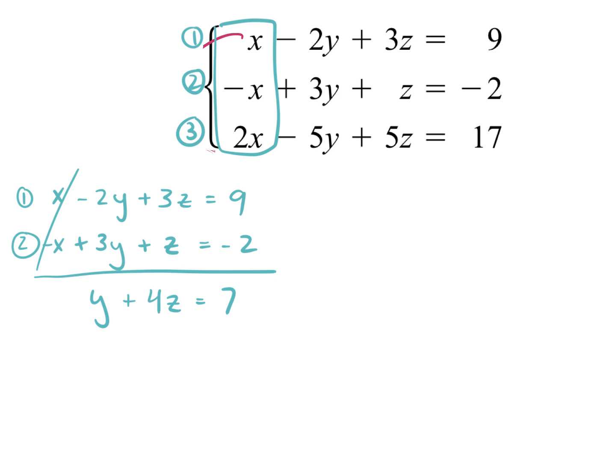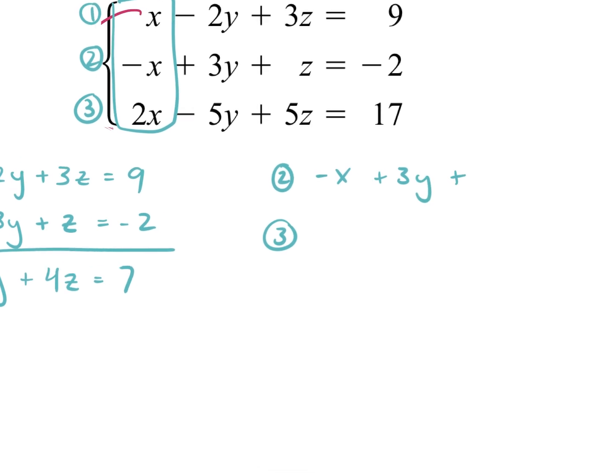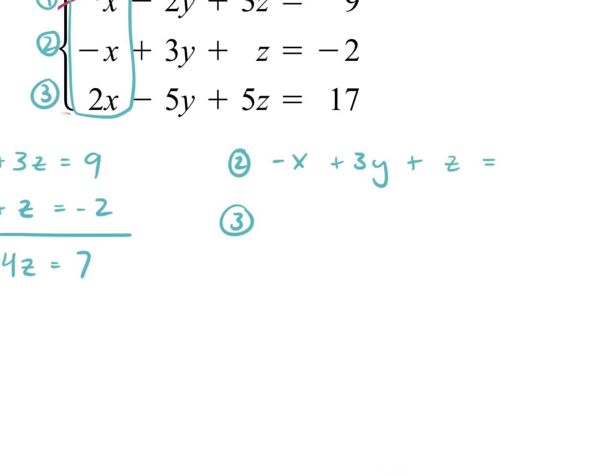So let's pick another 2 equations and combine them together. Which 2 do you want to pick next? 2 and 3. That's what I would have picked. So we've got negative x plus 3y plus z is equal to negative 2, and 2x minus 5y plus 5z is equal to 17. Now we have to eliminate the x's again here.